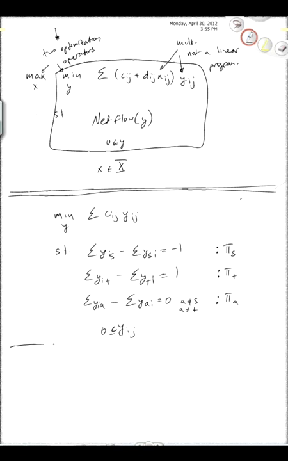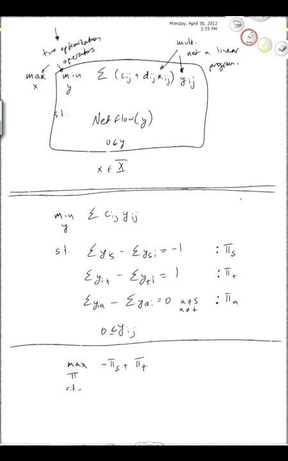So let's write down what the dual looks like. Since the primal is a minimization, the dual is going to be a maximization because it has to be the opposite. And of course, this maximization is going to be over these dual variables, so we're going to maximize over the pi's. The objective function here is just going to be the right-hand side times the dual variables. So that means I get a minus pi_s plus a pi_t. That just came from this -1 times pi_s plus this 1 times pi_t.